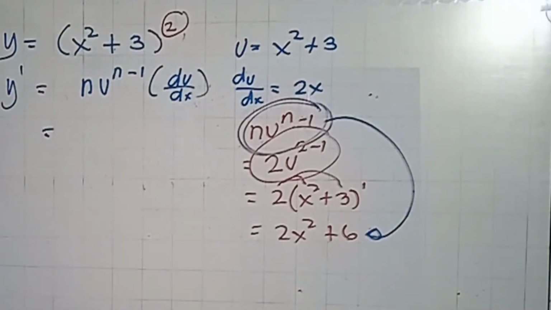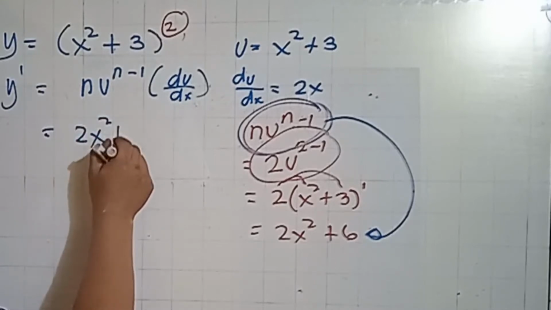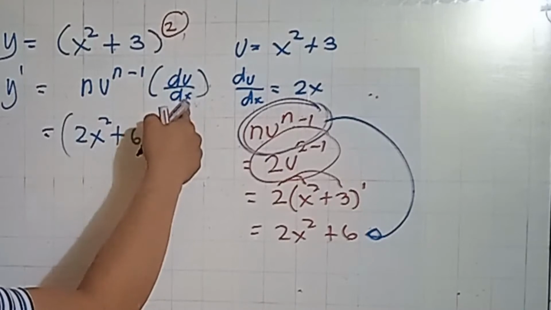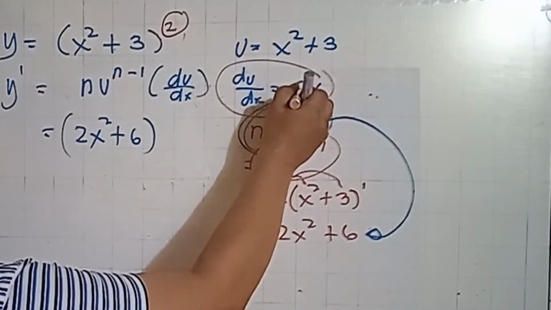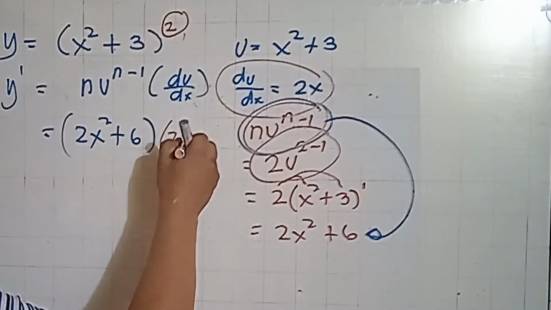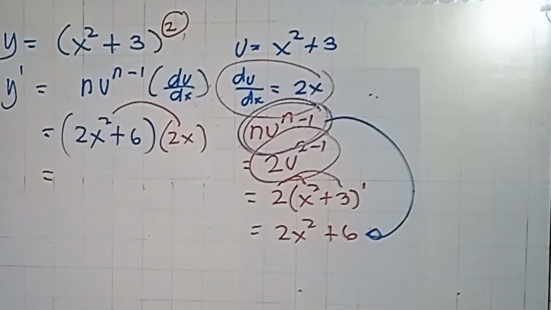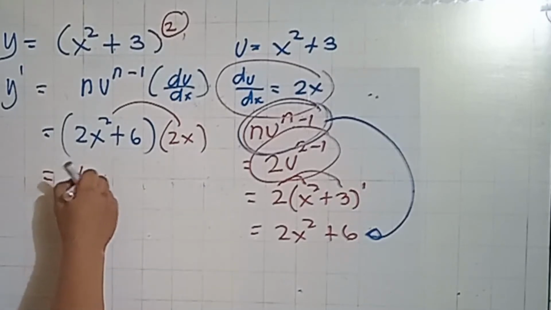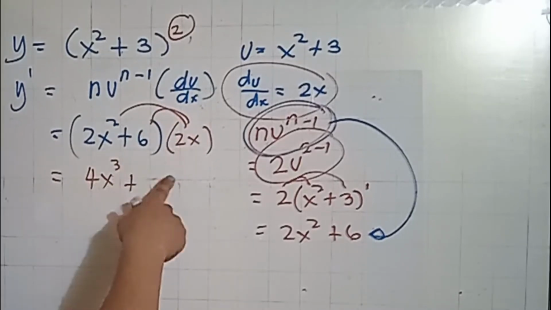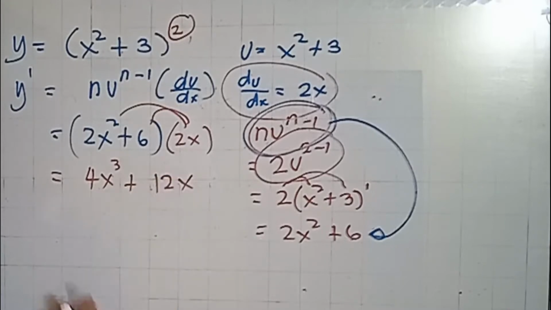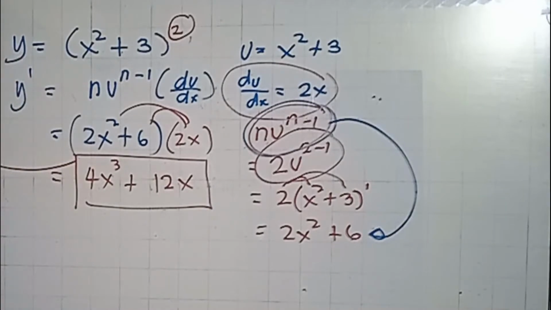So let's say that is 2x squared plus 6, and then du over dx, we have 2x multiplied by 2x. So let's distribute 2x squared times 2x, we have 4x cubed, and then plus 2x times 6, you have 12x. So this is the derivative of this function using chain rule.